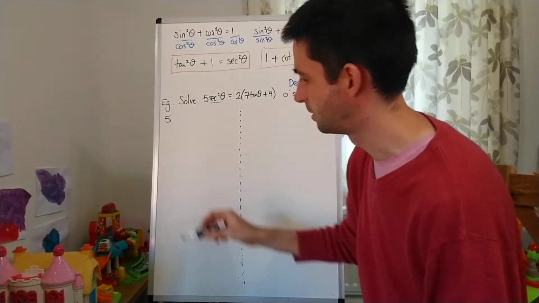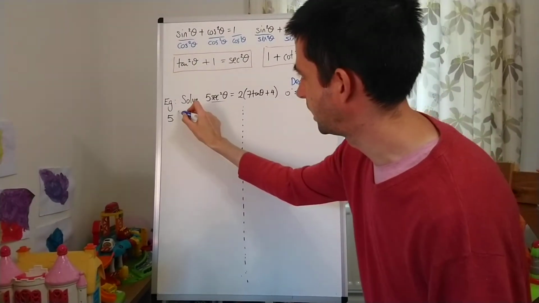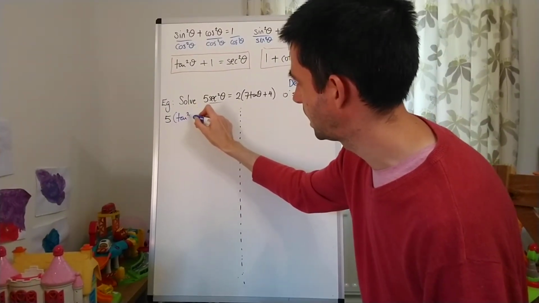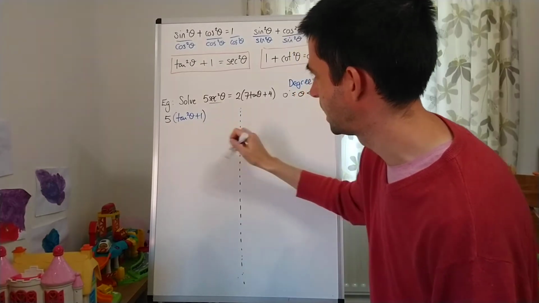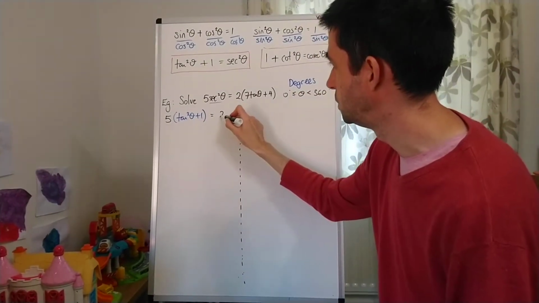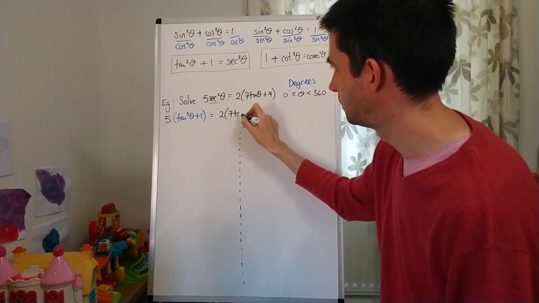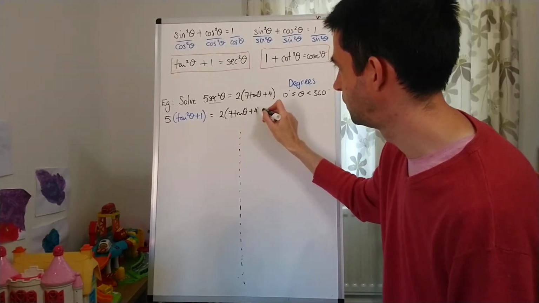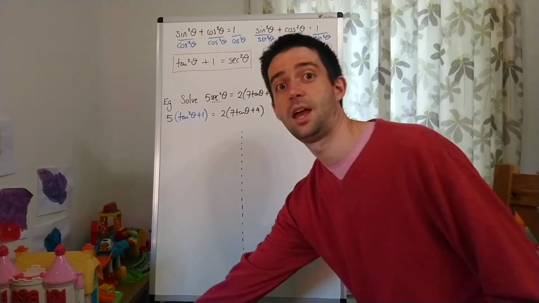So I've got my 5, and then in a bracket I'm replacing sec squared theta with tan squared theta plus 1, and that still equals 2 lots of 7 tan theta plus 4. That bit I haven't changed.